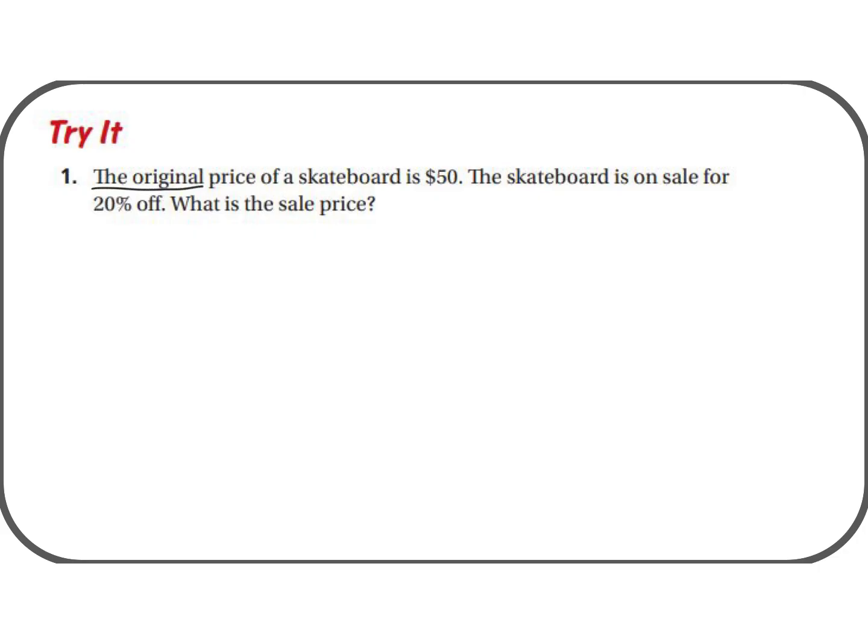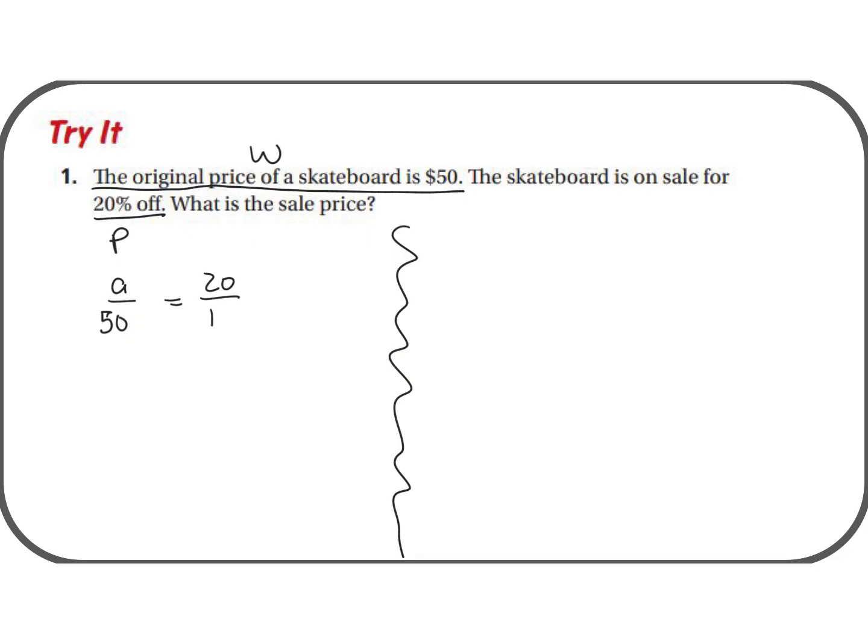So my original price of a skateboard is 50 bucks. Original price always goes with W. The skateboard is on sale for 20% off. That is P. What is the sale price? I'll show both methods. For method 1, A over 50 is going to be equal to 20 over 100.